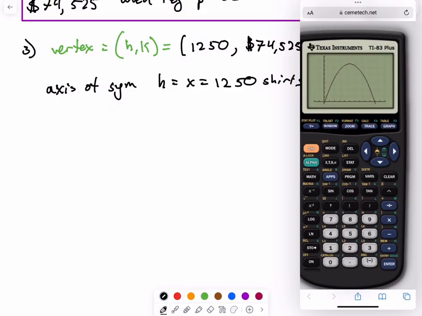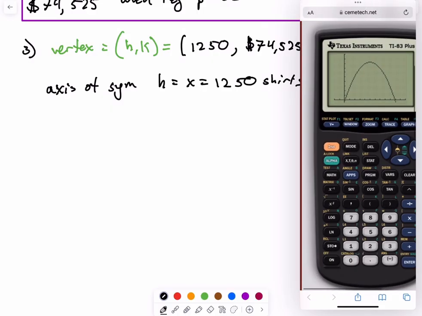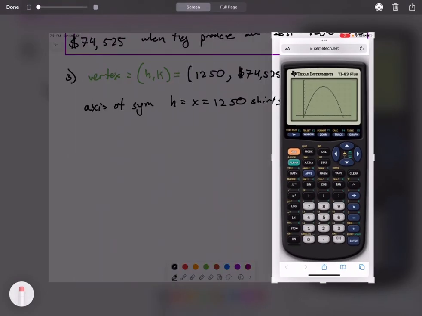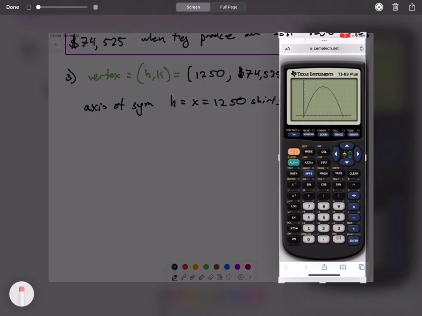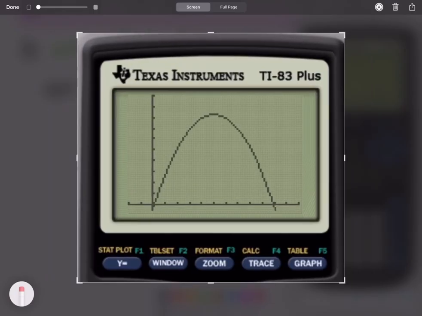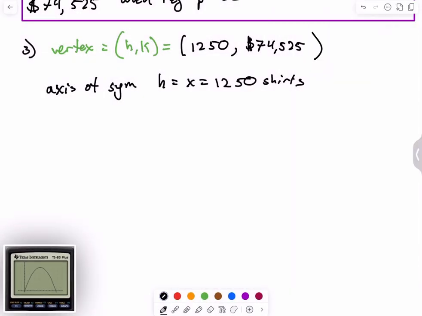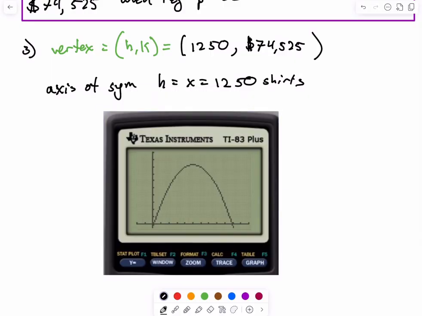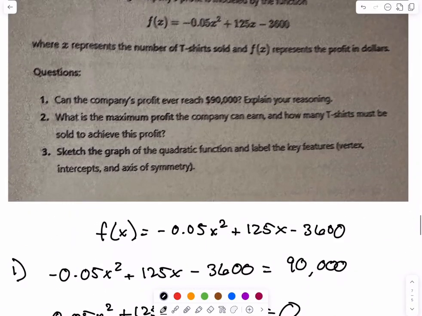But keep in mind our window and the scale that we did. So there's still more work that needs to be done. I'm just doing this for the sake of time. Again, if I need to go into more details on the graph, just let me know. I'm just using my digital graph, but you saw how we created a window so we could see it. I think those were all the parts: vertex, intercepts, and axis of symmetry.